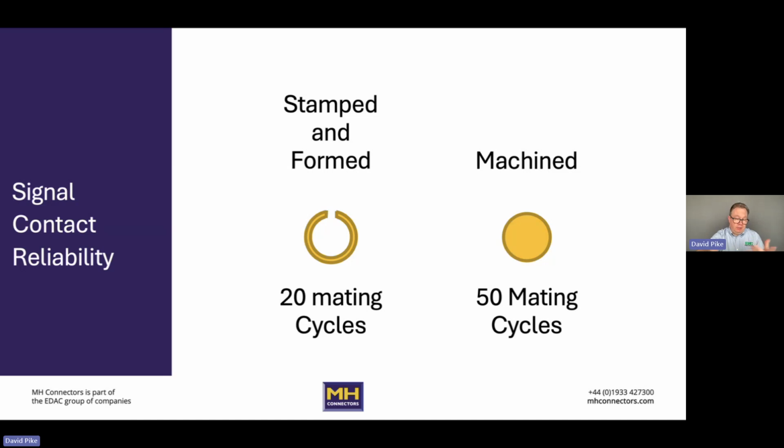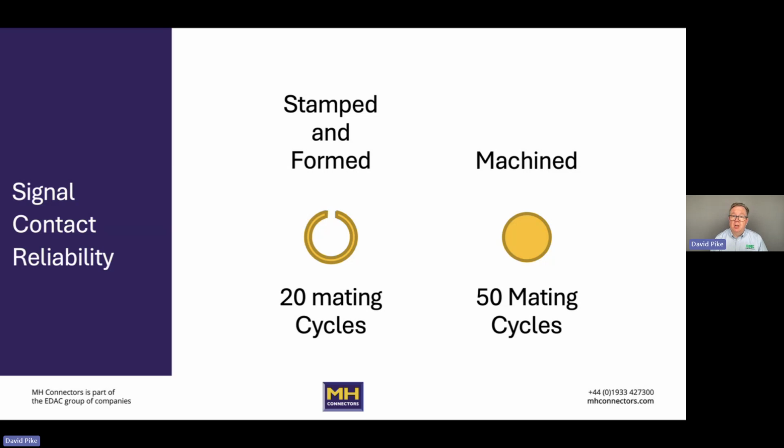And if we took a look, that gives an idea of the difference in performance. We use mating cycles to denote how long a connector will last. A mating cycle is, as you would imagine, the act of plugging and unplugging a connector once. That is one mating cycle. And it becomes another shorthand, a way of deciding how reliable a connector will be. Stamped and formed contacts, because they're bent from a flat sheet, they're not designed to be so resilient. So a D-sub connector might have only 20 mating cycles, whereas a machined contact could be 50 mating cycles.